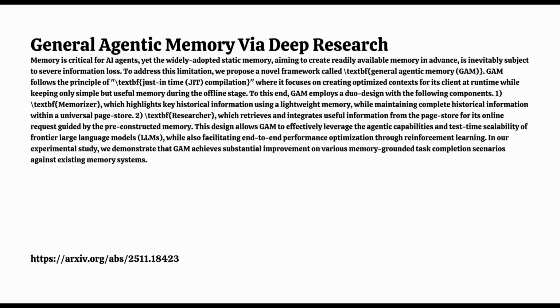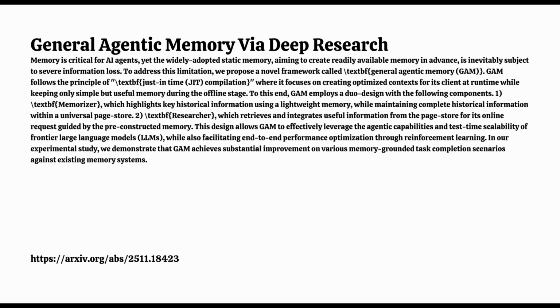So GAM embraces this principle of just-in-time compilation. Instead of trying to predict what the client will ask and building a summary, JIT focuses on building optimized context for the client at the moment of the request. While keeping only the simplest, most useful guides offline. And that JIT principle is realized through a novel dual architecture. Two specialized LLM-based agents. They're called the memorizer and the researcher.